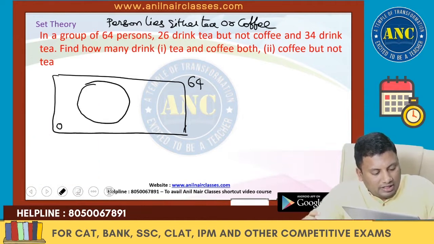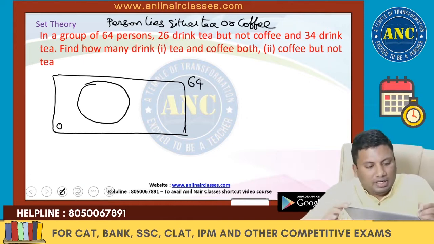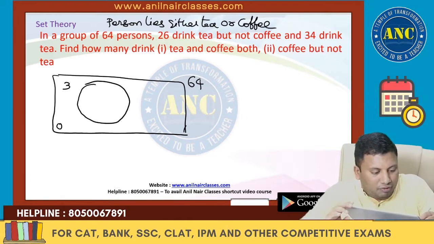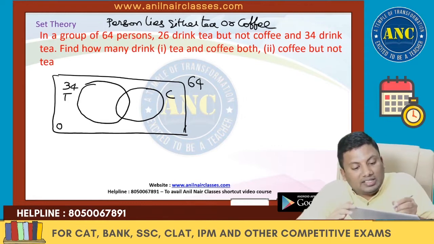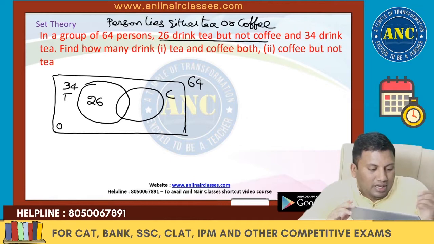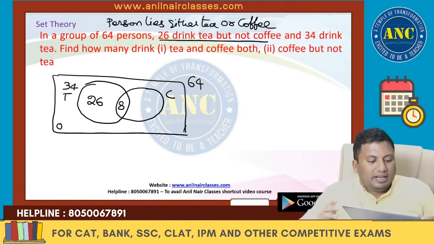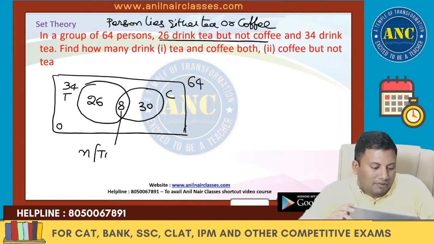This is not 26. Right? There are 34 people who drink tea. There are remaining people who drink coffee, out of which 26 drink tea but not coffee, which is A minus B. These are nothing but 8. 26 plus 8, 34. How many drink tea and coffee both? N of T intersection C, which is nothing but 8.